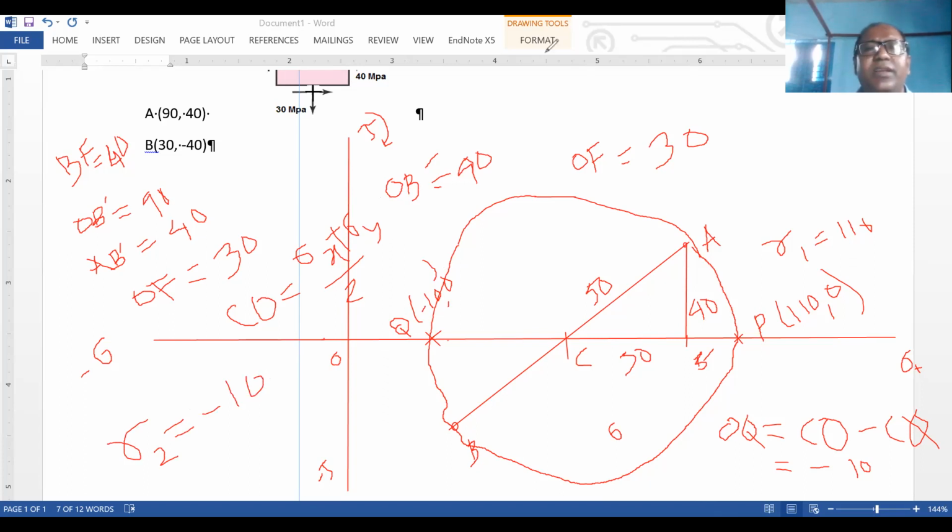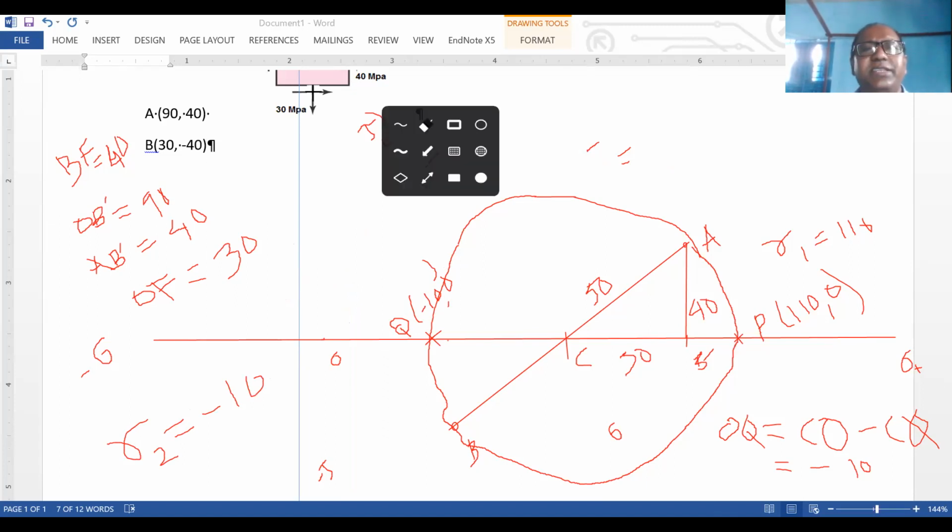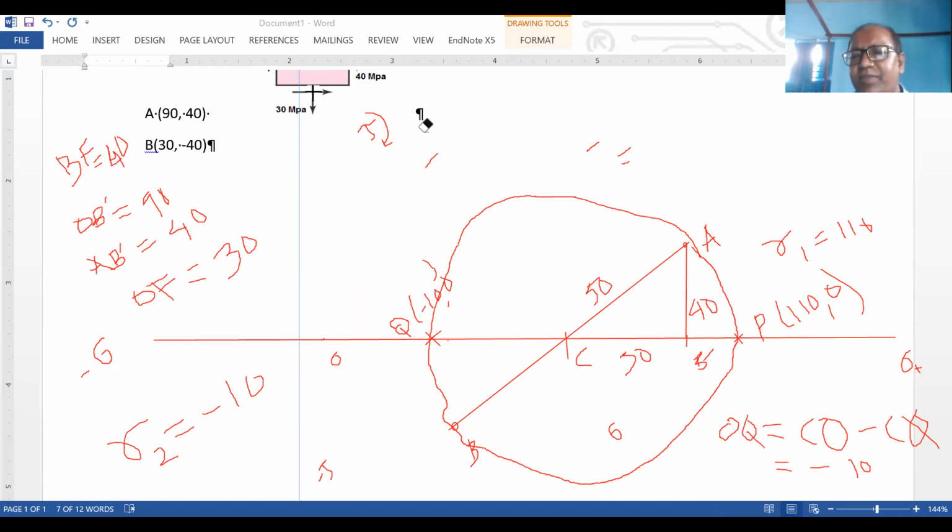Now, how do we get the tau? Yes, question. Why are we taking minus 10? Sir, OC minus CQ. What is the OC? OC is 60, right? 60 minus 50, CQ is 50, right? Yes, sir. So yes, 10. Sir, my mistake, it should be 10.